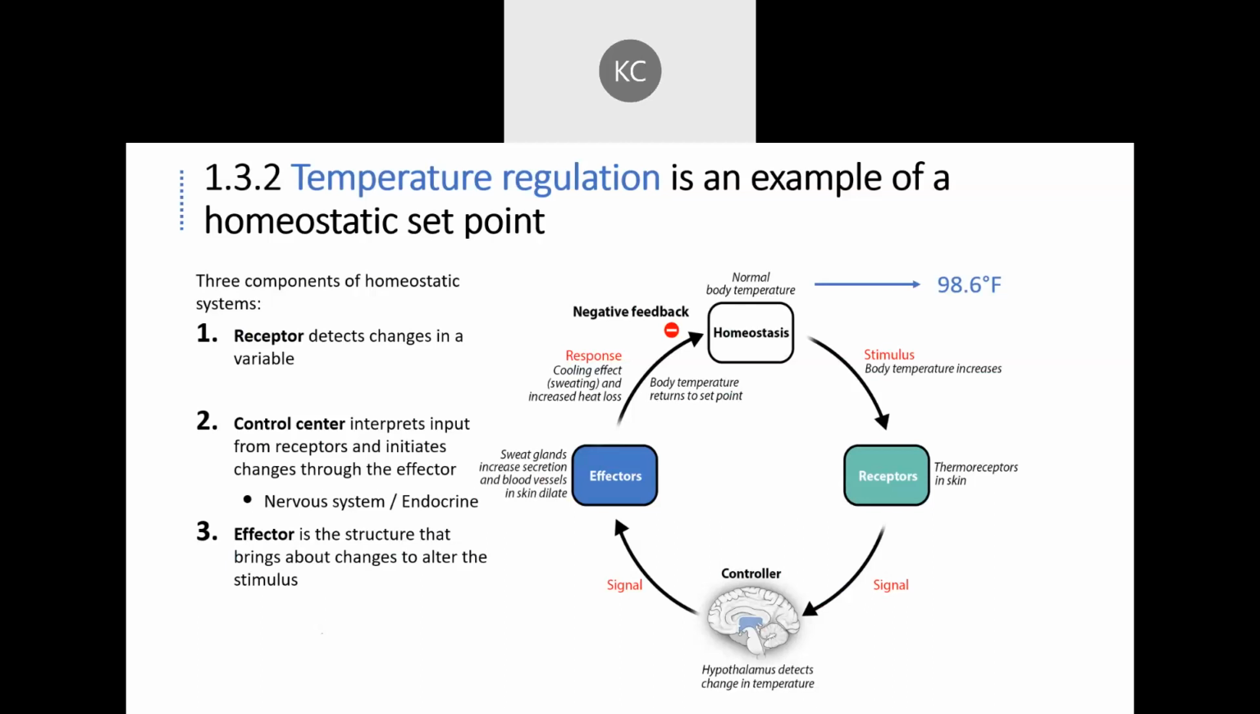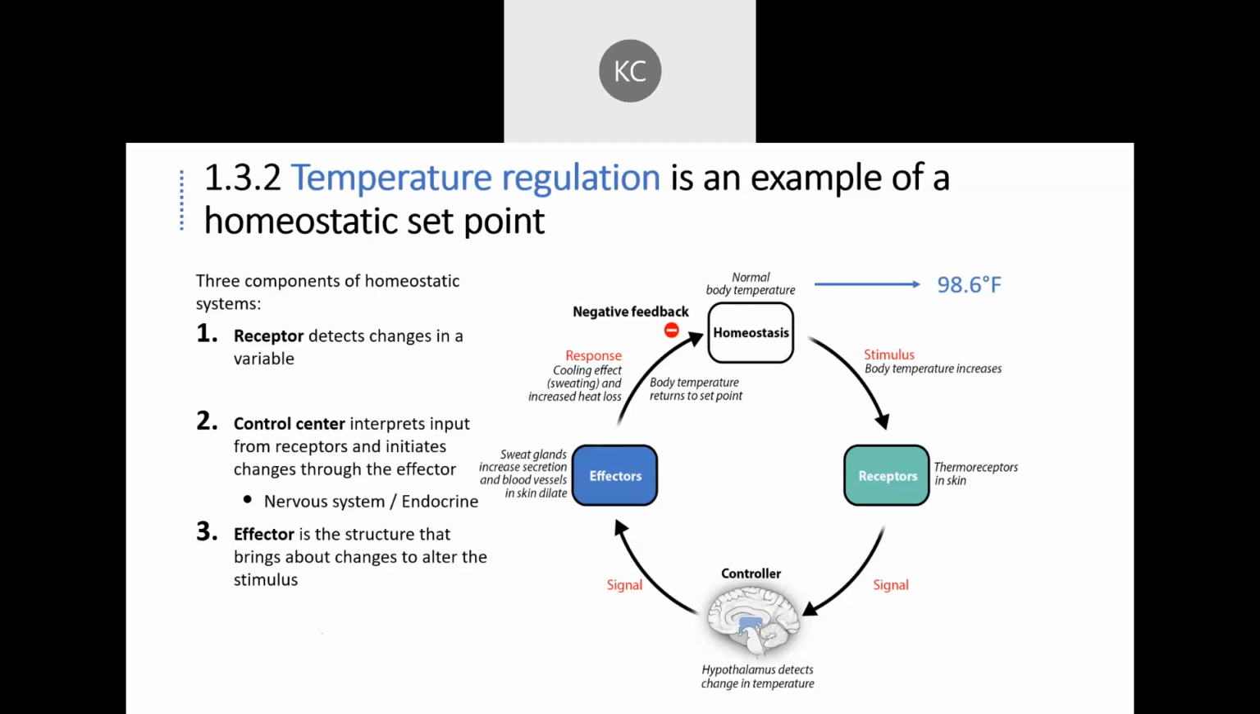It then receives that signal and sends out its own efferent signal, sends out a signal to some effector. The effector is what's actually going to bring about the change in the variable. So in this case, we have too high of a temperature. So the effector is going to do something. It's going to affect the change to bring that temperature back down. So in this case, effectors are going to be sweat glands that are going to increase production of sweat and blood vessels that can dilate in the skin to help dissipate a little bit more heat.